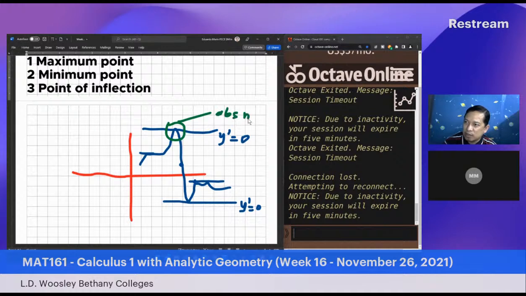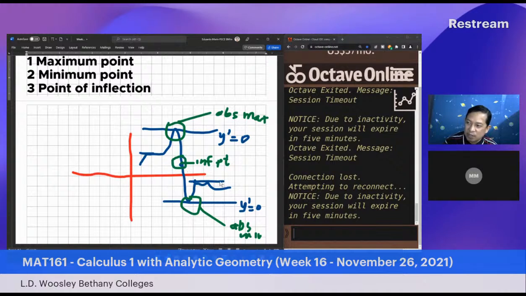Absolute maximum. So may mga ganyang function, no? And then of course, this is your absolute minimum. Absolute yan, regardless of the points. And then it's neither maximum or minimum; there's a point. Ito yung point of inflection mo. Inflection point, wherein the function is neither decreasing or rising. So may chance na ganyan, point of inflection.